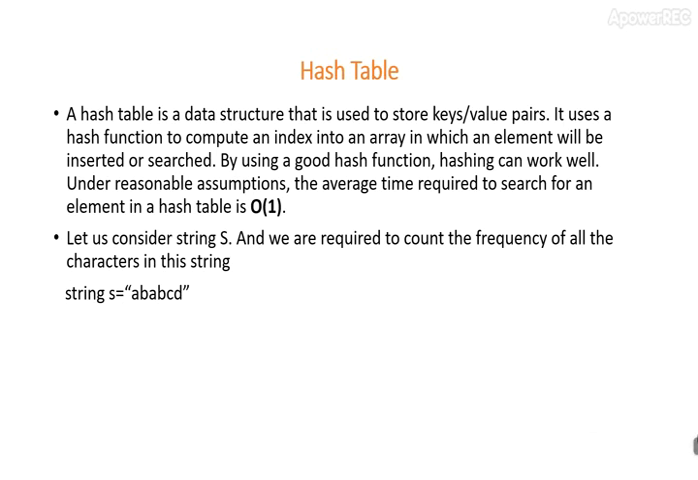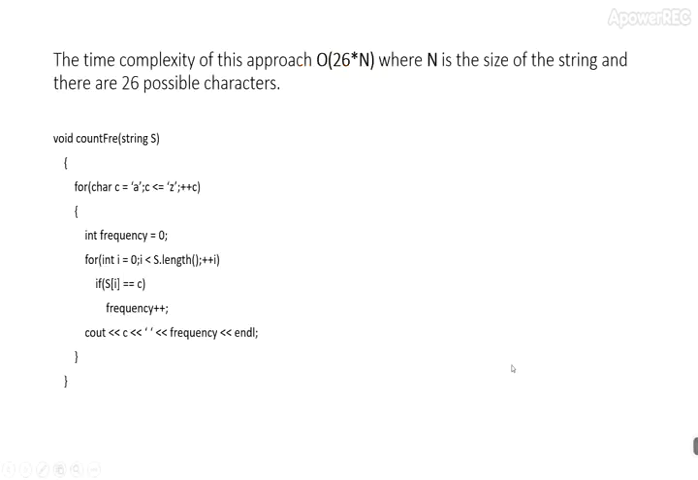We are considering here a string s, which has a value equal to abc, and we will be writing a program to calculate the frequency of occurrence of each alphabet in the string. So using this notation O, we will be calculating the time complexity of this approach, where n is the size of the string, which in our case is 6, and there are possibly 26 characters, or obviously 26 alphabets in English.